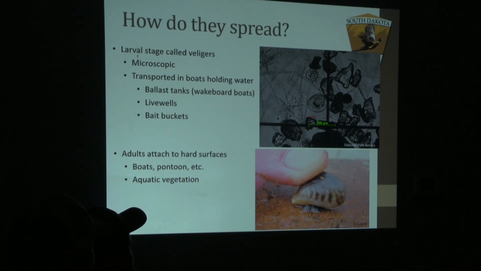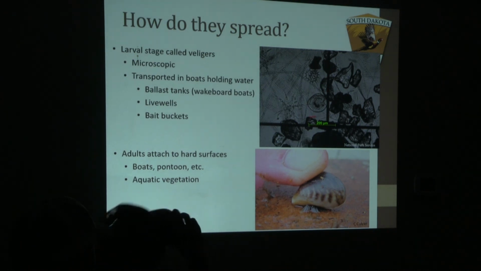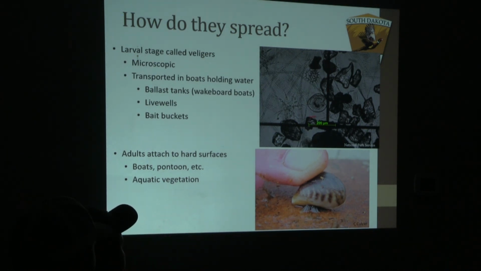For adults, as mentioned, they attach to hard surfaces, which would be boats, pontoons, boat lifts, aquatic vegetation. And so looking at aquatic vegetation, you can see that it's not invasive aquatic vegetation, it's all vegetation. It is illegal to have any vegetation on your boat or trailer when you're going down the roadway, because these zebra mussels don't have any preference over one or the other. So you want to make sure that all vegetation is gone once leaving a water body.